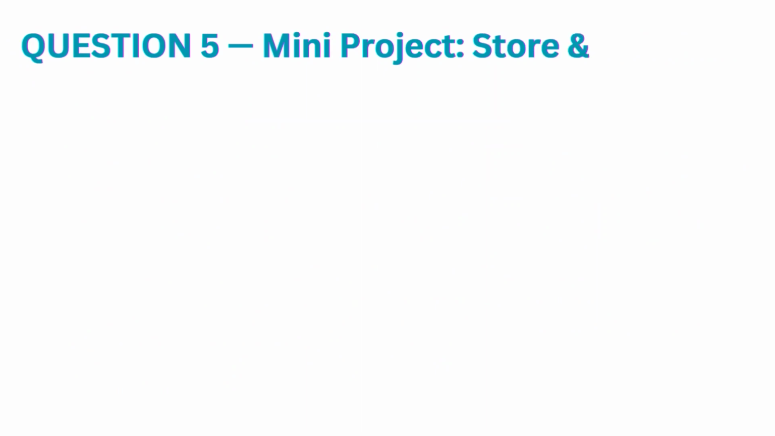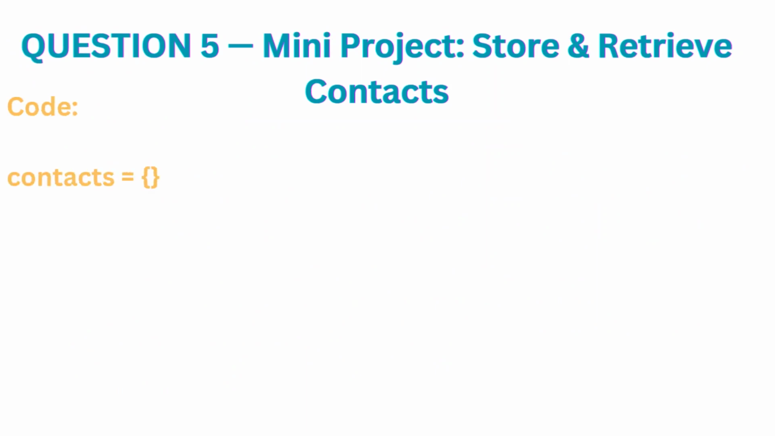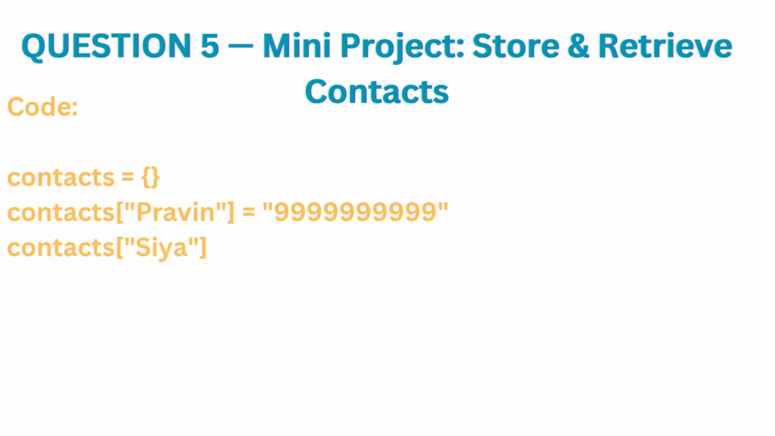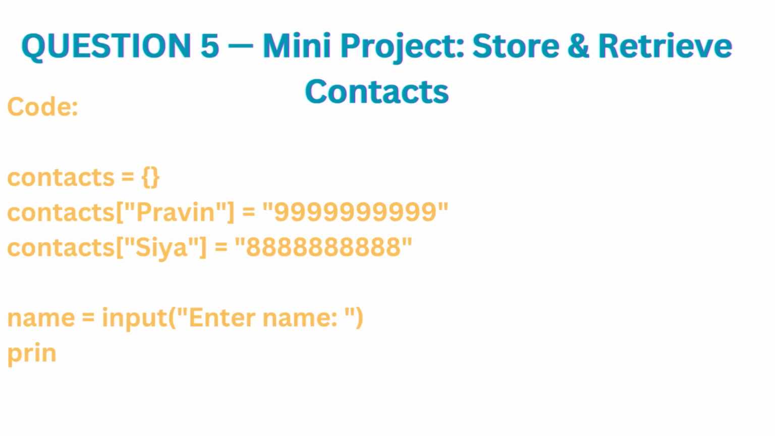The next question is store and retrieve contact. For solving this, we have to use a dictionary as a phone book. That should be a simple real world Python mini project. So the code is contacts, and here is the contact name and the contact number, and that should input a name, and print the contact.